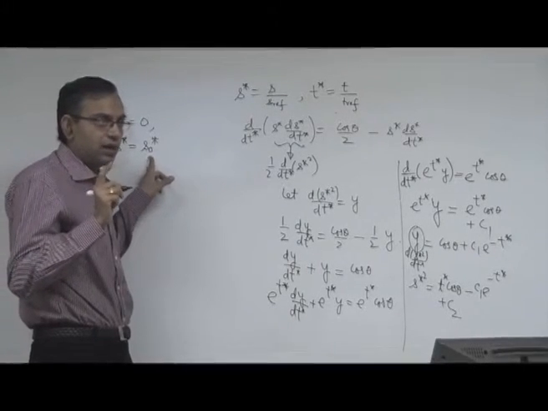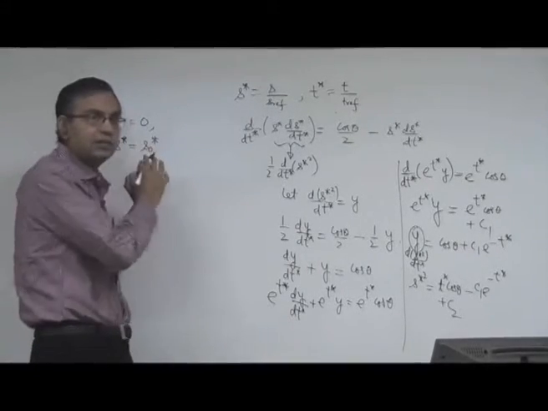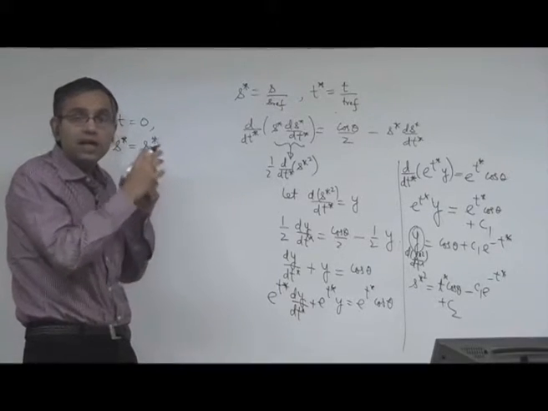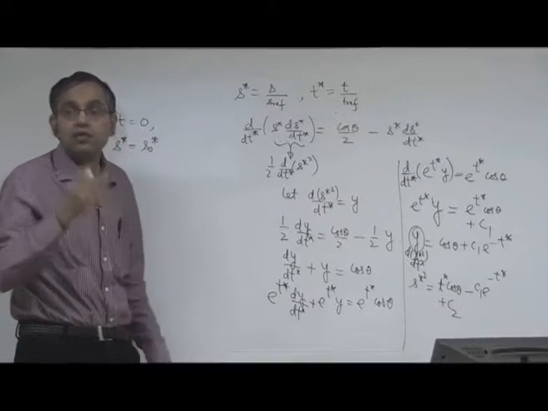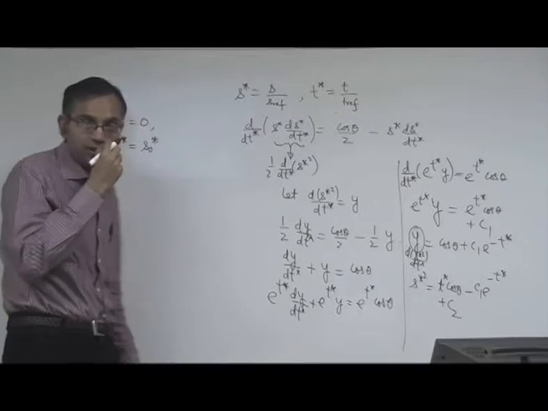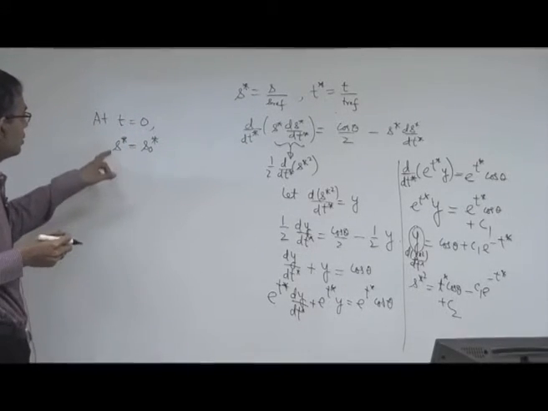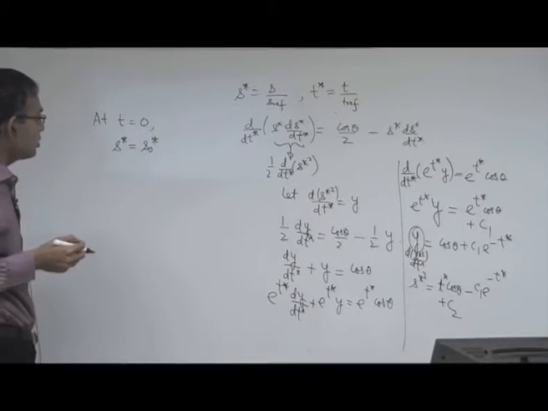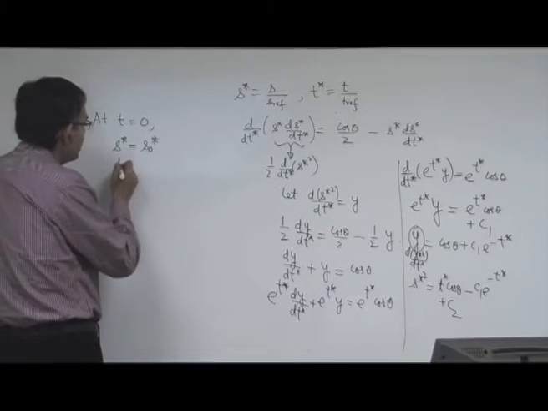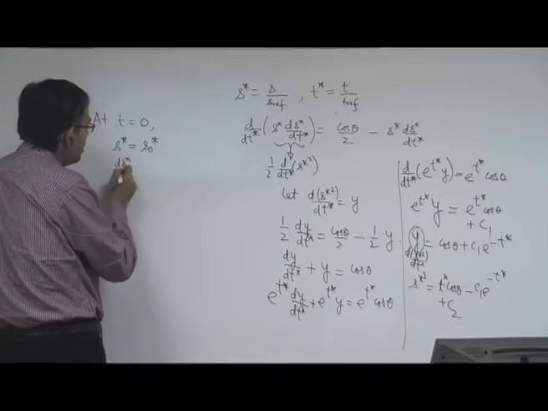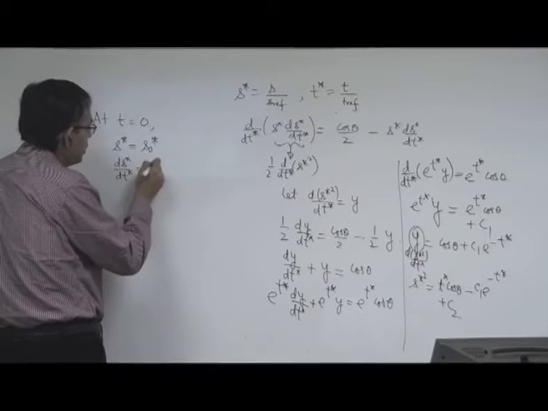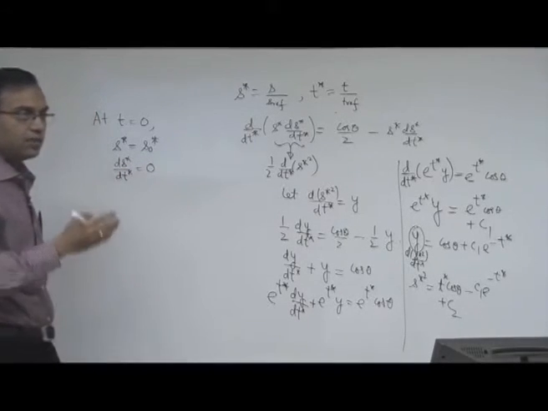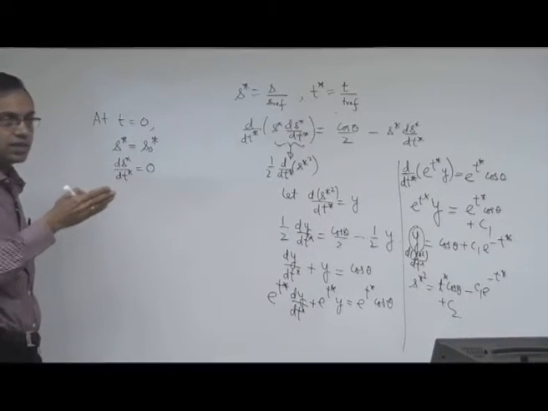However, to generalize we can take it something non-zero, but if somebody takes it as 0 as a special case, what will happen then? We will talk about that. So, S star is equal to S0 star, and let us say dS star dt star equal to 0. Initially the capillary front advances with a 0 velocity.